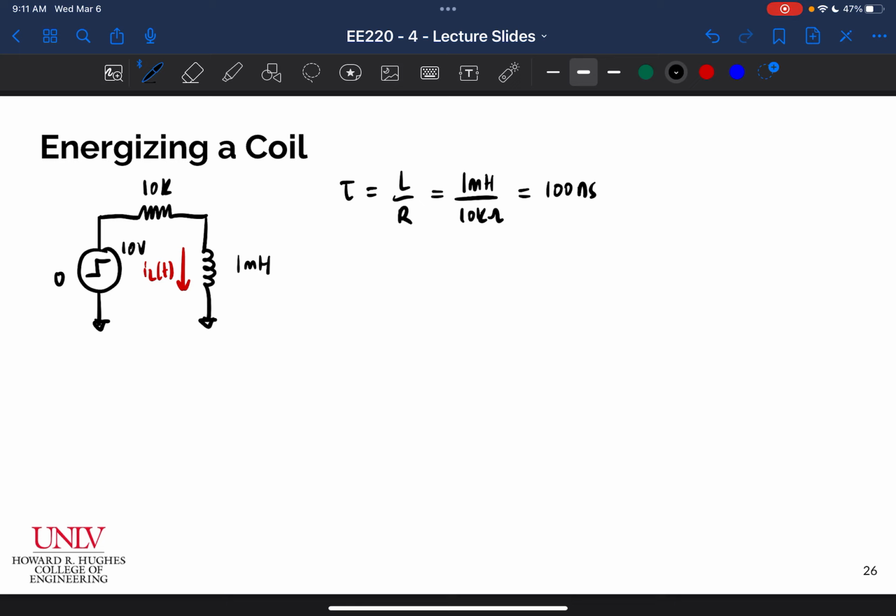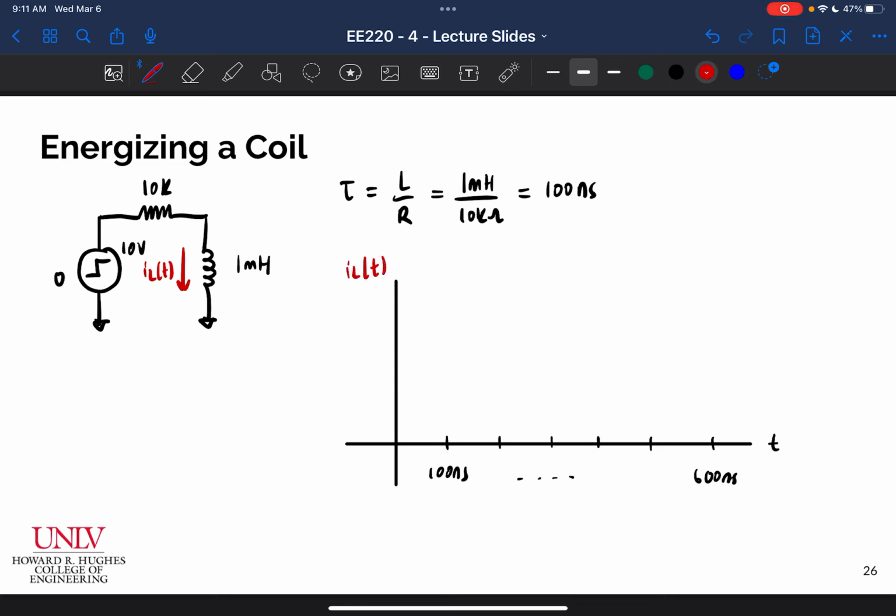If I wanted to plot this as a function of time, I would plot 1, 2, 3, 4, 5, 6 tau maybe. So this would be 600 nanoseconds, this would be 100 nanoseconds, and so on. That would be t, and I'm interested in plotting IL of t. Well, what's the initial condition? I haven't given it yet, but let's say IL of t equals 0 is equal to 0. So there's no current flowing in the inductor when this voltage source is at 0.